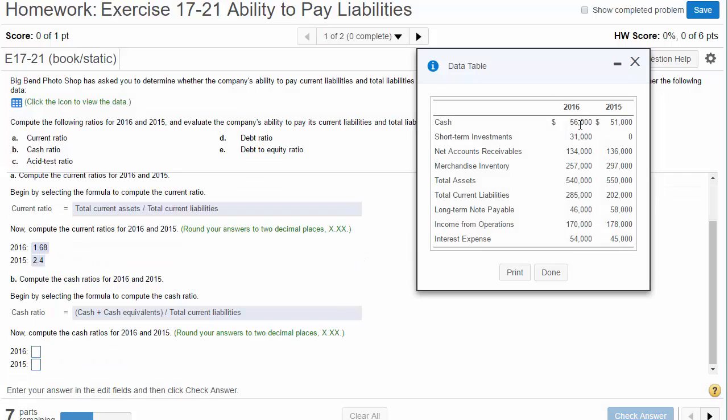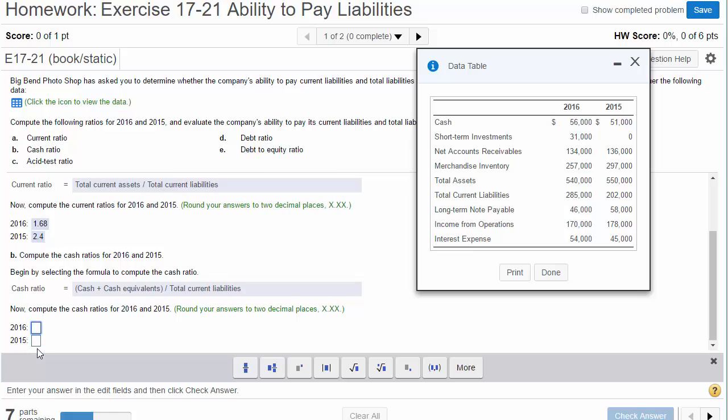So our cash equivalents are $56,000 for 2016, and then we're going to divide that by total current liabilities of $285,000. That gives us a ratio of, before we round, 0.19649. But we are supposed to round it to 2 decimals. So that rounds to 0.2 or 0.20.